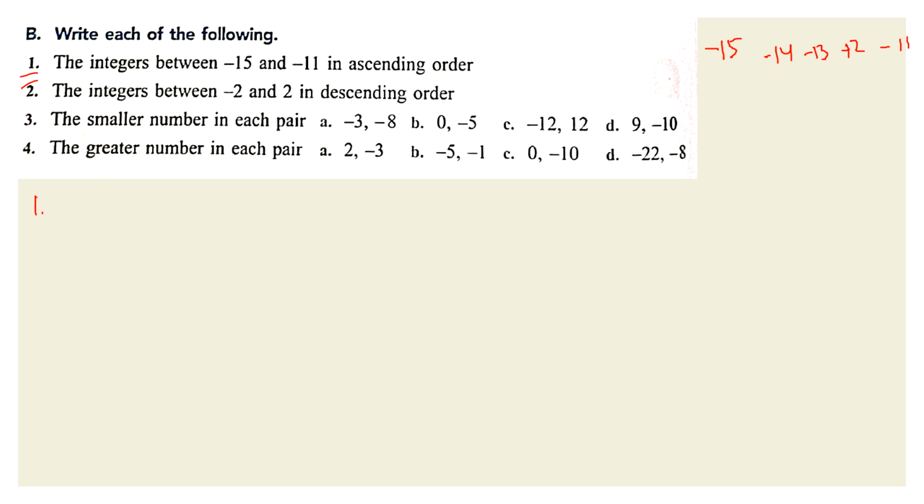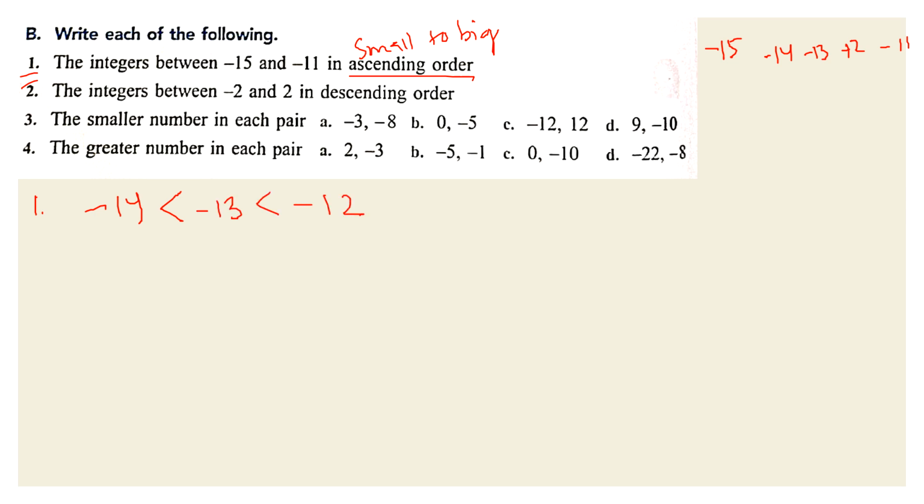So if you want to have ascending order, it means small to big, smallest to biggest. So you see here you are going to have minus 14 as the smallest. Whenever it is ascending, the sign of inequality will look like this, and then minus 13, minus 12.